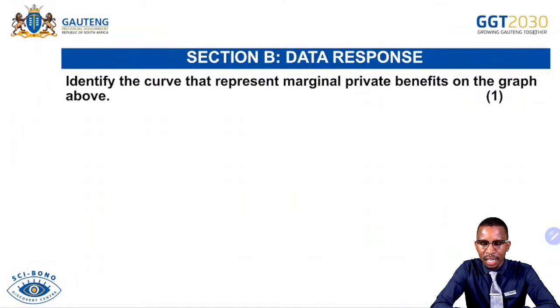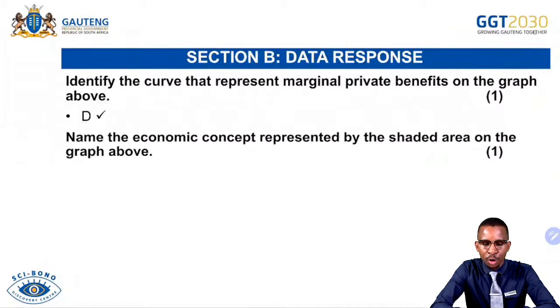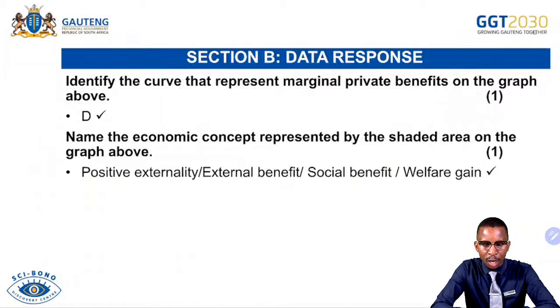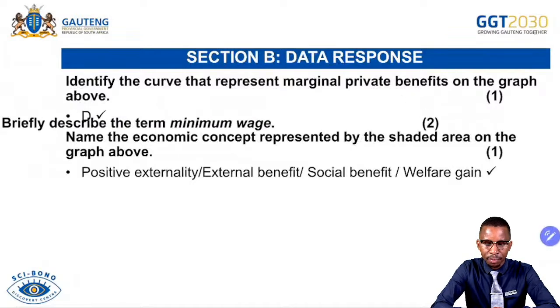Let's look at questions in here. Identify the curve that represents marginal private benefit on the graph above. So it was the original demand, like I labeled it. And then name the economic concept represented by the shaded area on the graph above. So it indicates this concept. It can be positive externality, external benefit, social benefit, and then welfare gain.